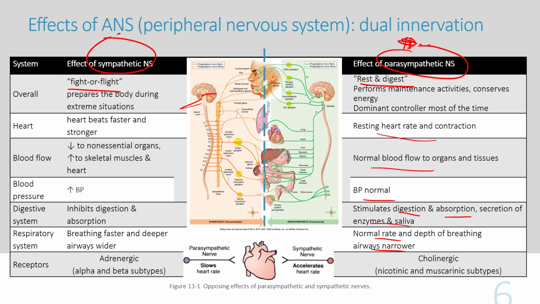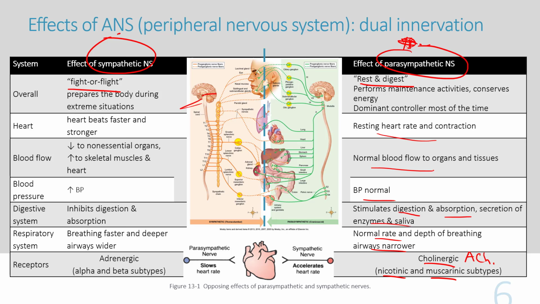And the receptors that are involved in this parasympathetic nervous system are called cholinergic receptors, because they bind to the neurotransmitter acetylcholine. And these cholinergic receptors can again be subdivided into nicotinic and muscarinic subtypes.